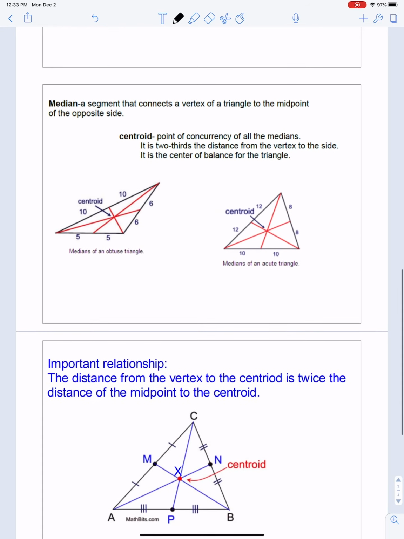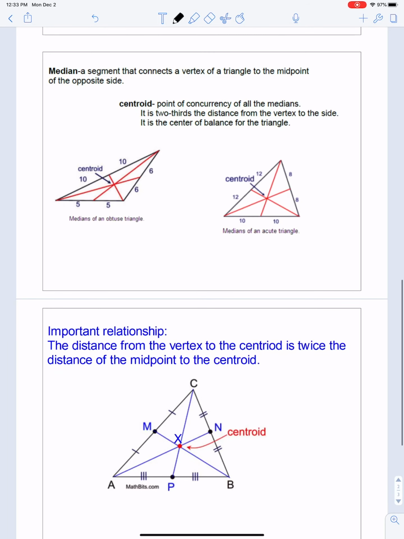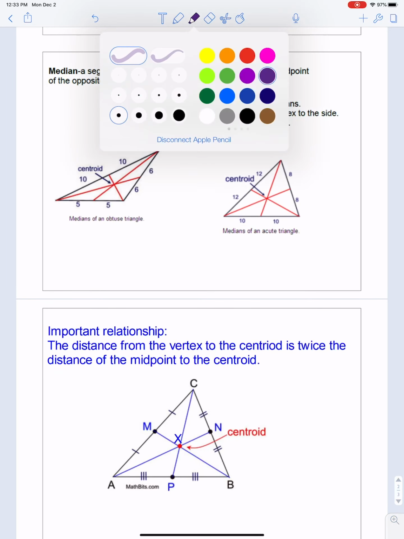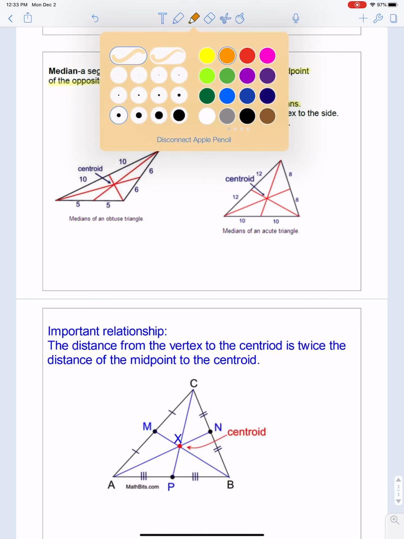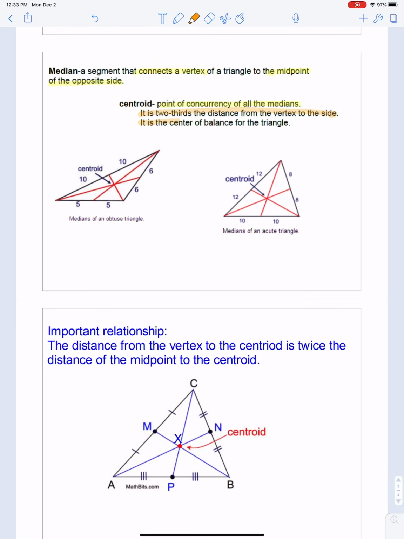So we're going to move on to our next special segment, which is the median. The median is made up from connecting the vertex of a triangle to the midpoint of the opposite side. So from the vertex of one side to the midpoint of the other one. And then the centroid is called the point of concurrency. That's basically saying where all of the medians meet. And then we have a special relationship here, which we're going to talk about. It's 2/3 the distance from vertex to the side, and the centroid is the balance point. So if you were to balance the triangle, that's where it would balance.